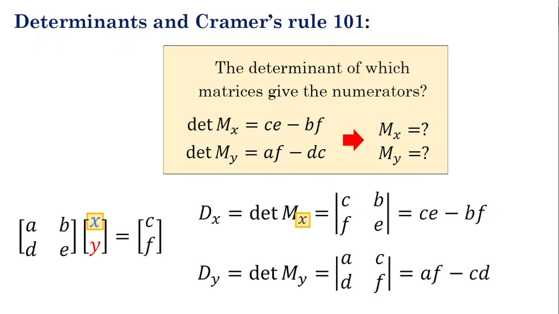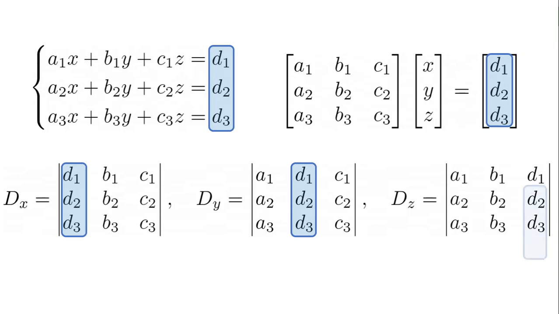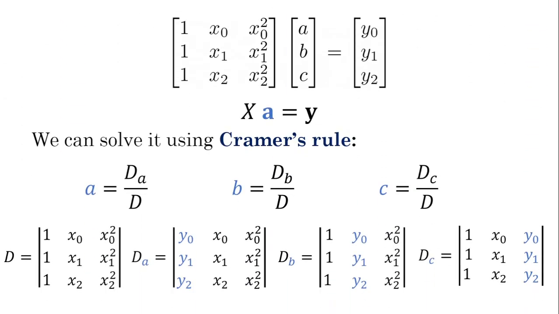Exactly. For the first unknown, we replace the first column of the system matrix with a column of constant terms. And for the second unknown, we do the same with the second column. And the same procedure generalizes for a 3 by 3 system, or any system of any size. So, returning to our problem, I hope you now have a better understanding of what these equations mean, and a rough idea of where they come from.